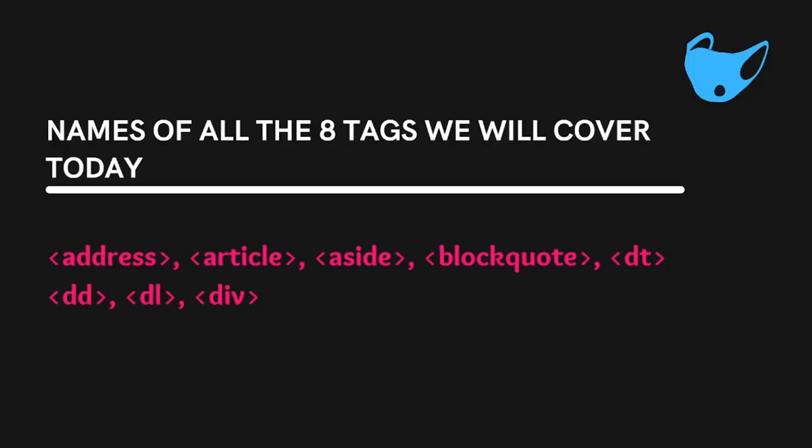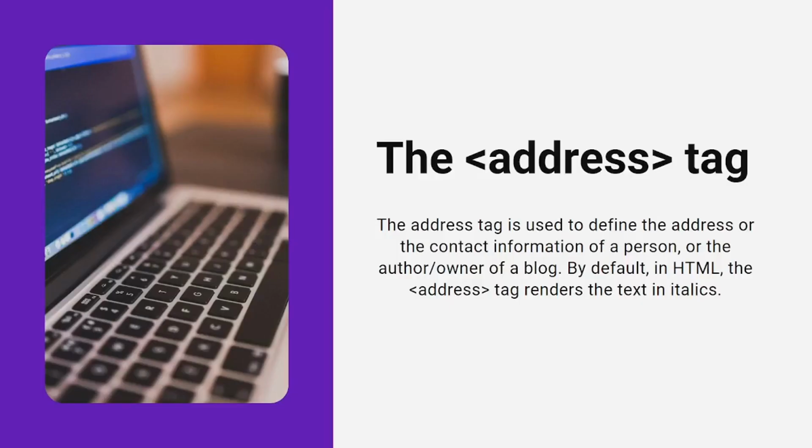We are going to learn address, article, aside, block quote, DD, DT, DL, and the div tags today. These are the 8 tags we'll be covering. The address tag, firstly. The address tag is used to define the address or the contact information of a person. Like if you have a website, you can use the address tag to define your contact information or your email or modes of contact or whatever.